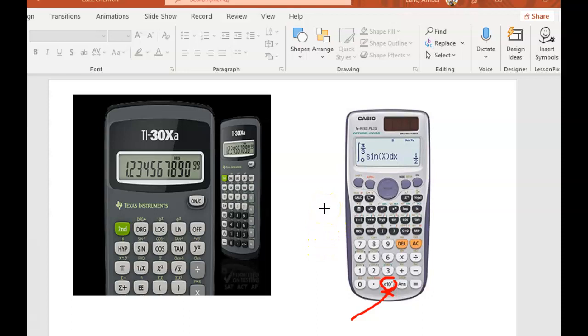If I can get my document camera to work, I will throw in some more examples so you can actually see me using my calculator. But for now, this is going to have to work.